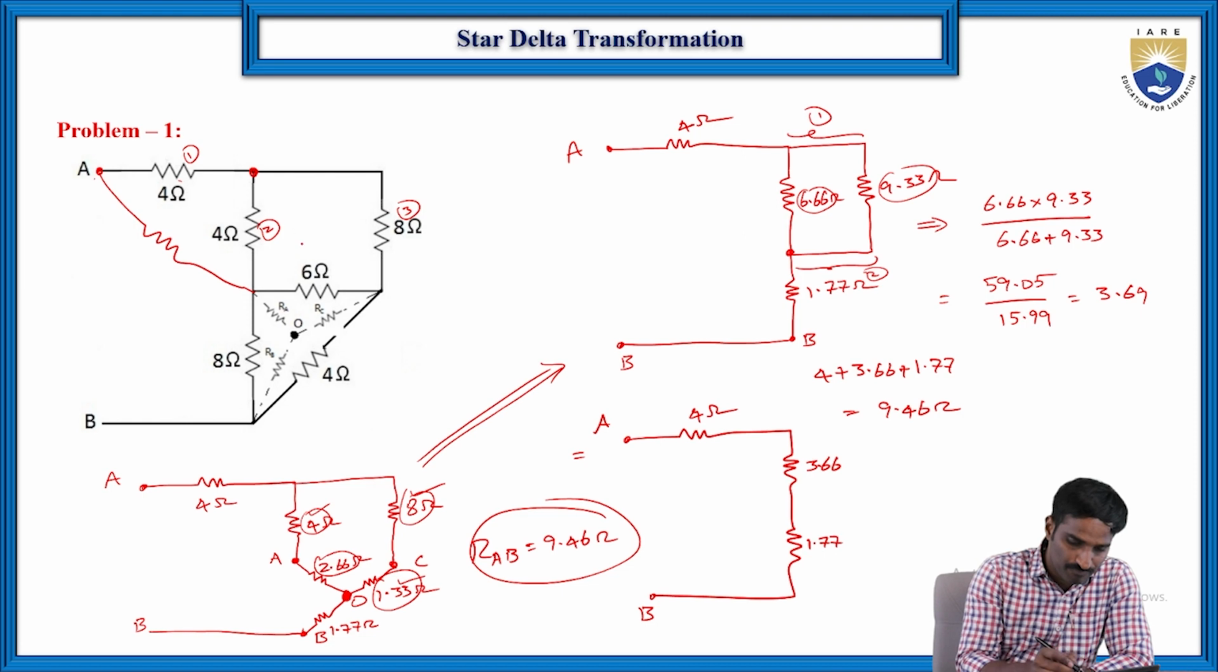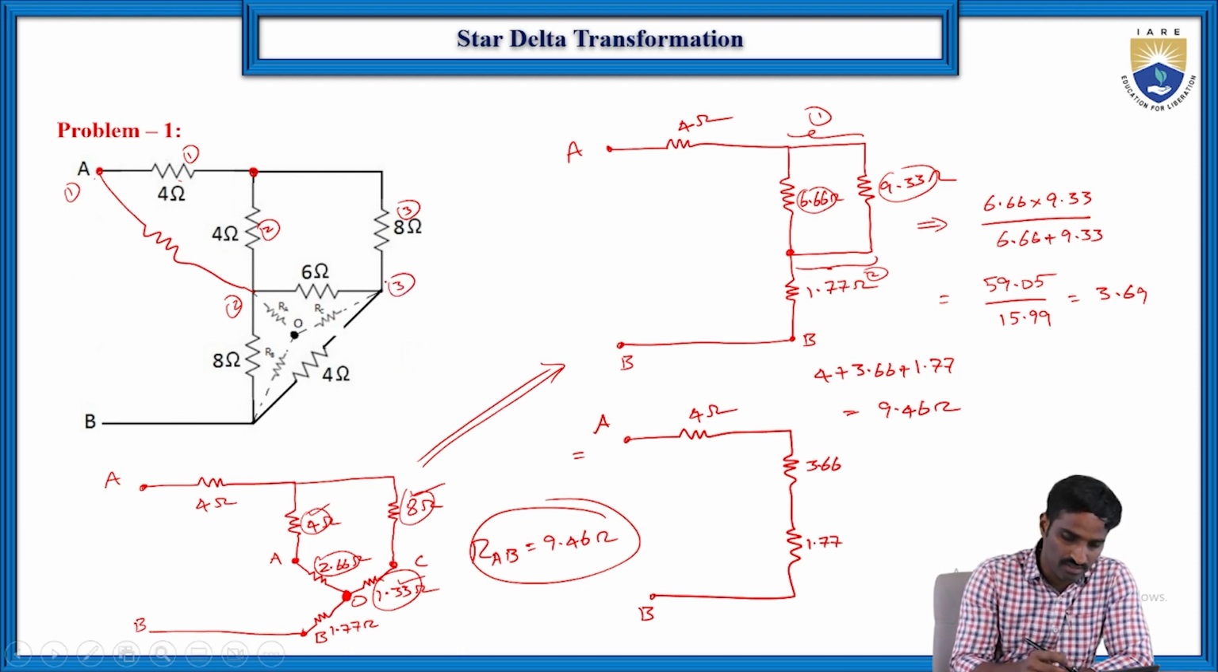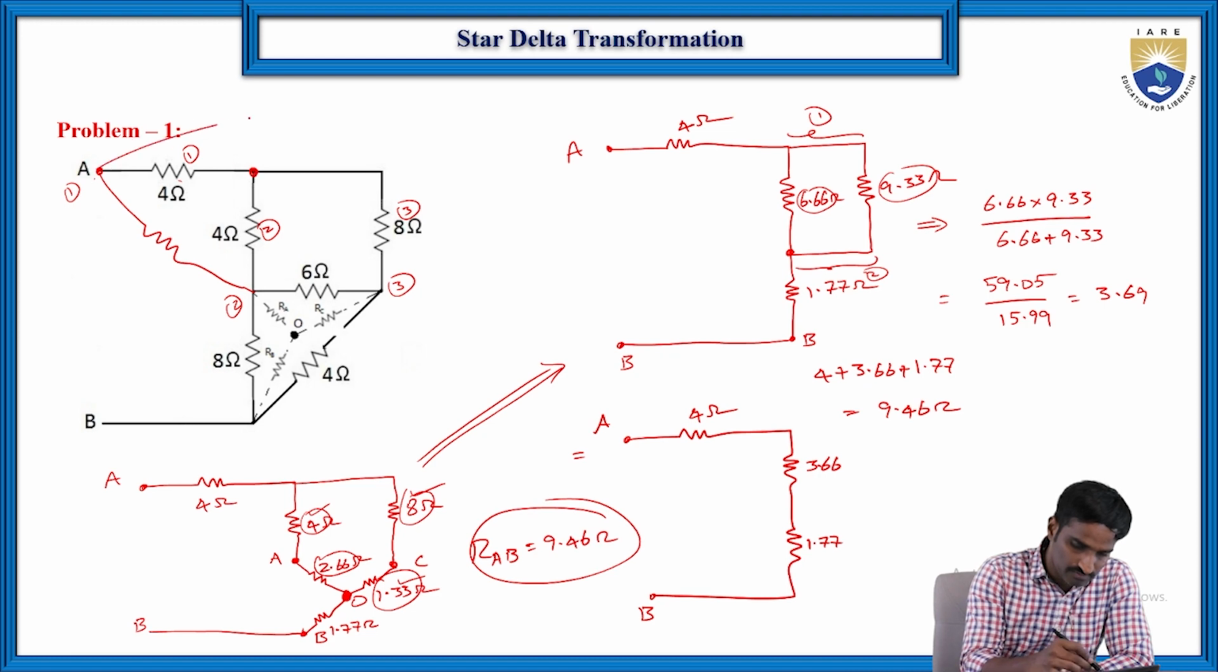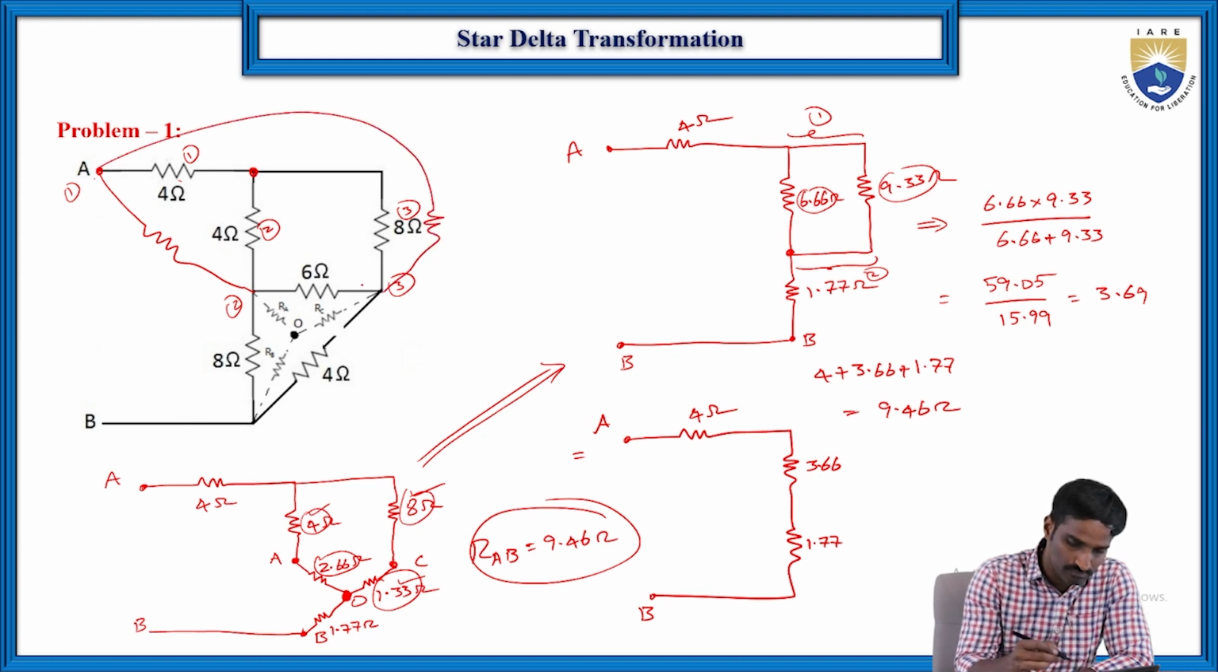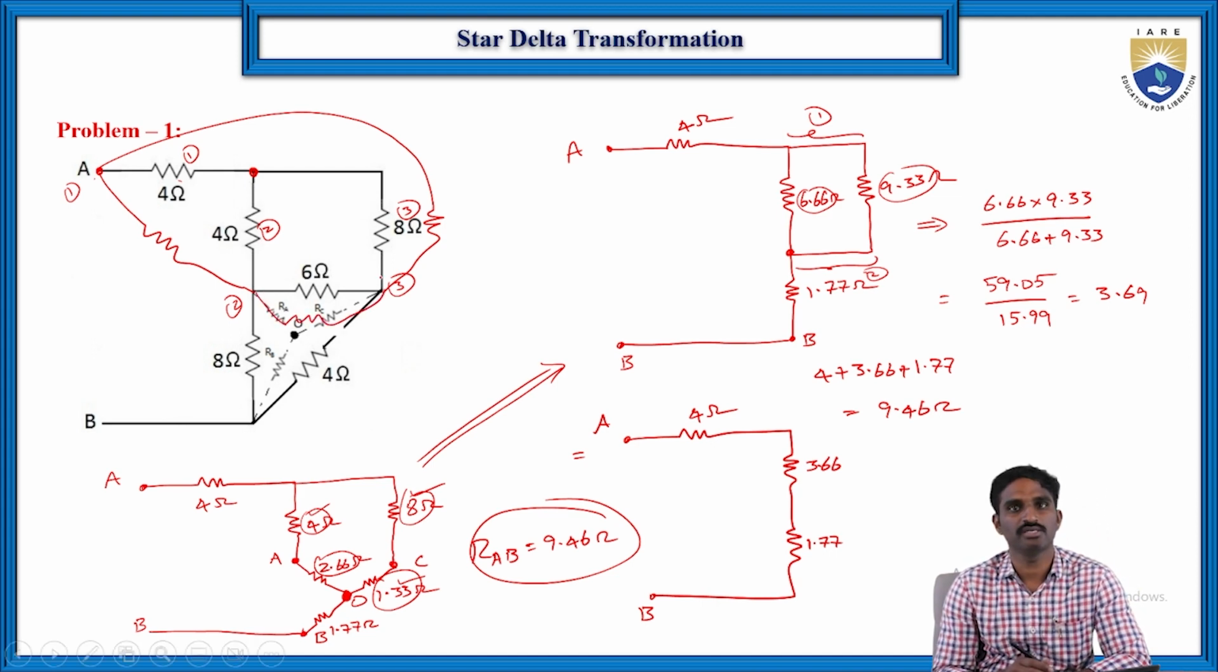Let us consider here it is 1 and here it is 2 and here it is 3, right? So in between 1 and 2, and again 1 and 3, you will be having one more, because here it is there. And in between 2 and 3 also you will be having one more resistor. So in this way you can do the star to delta conversion also, right?